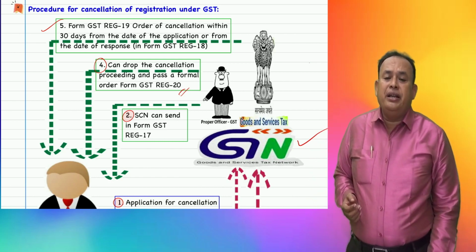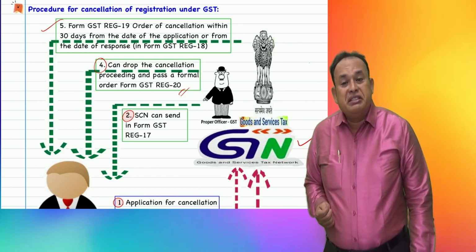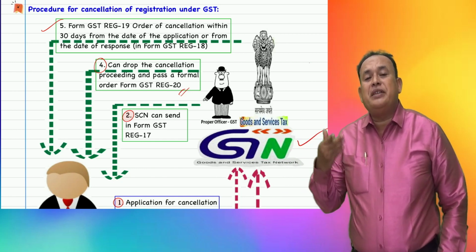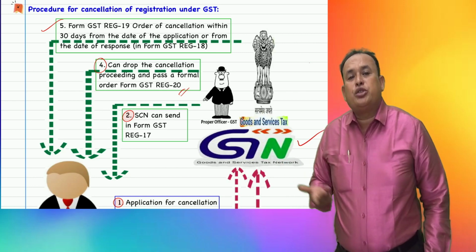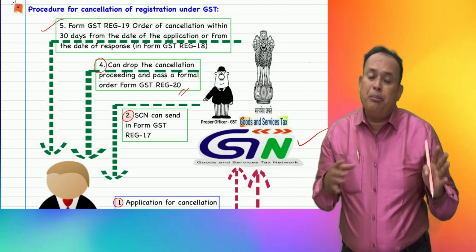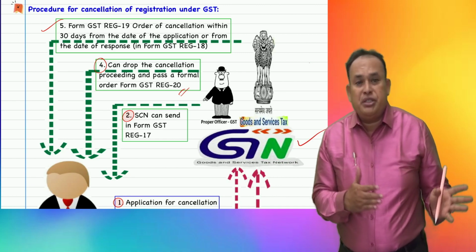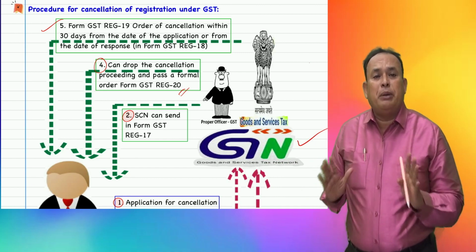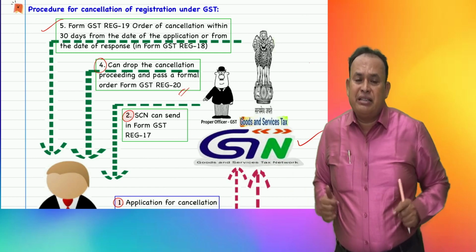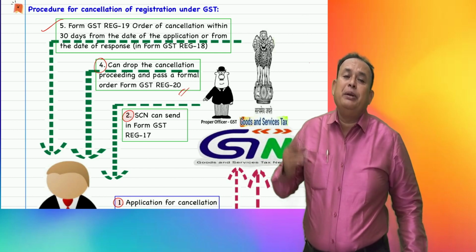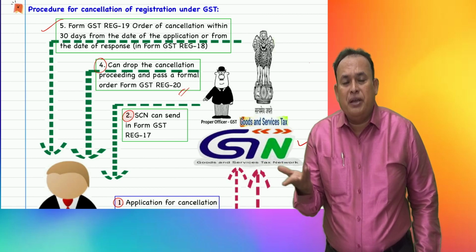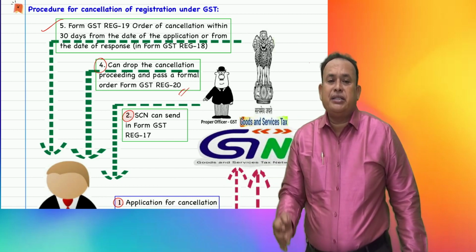Form GST REG 19, which is the order of cancellation, within 30 days from the date of receipt of the application, or from the date of receipt of the response in the form GST REG 18 to the show cause notice, as the case may be. Within 30 days from that date they may cancel the registration. When the application for deregistration is made by the taxpayer, cancel the registration. Or the department officer issues a notice to show cause why I should not cancel. If the officer is not satisfied with the response made by the taxpayer, then proceed to cancel the registration within 30 days from the date of receipt of the application, or from the date of the response to the show cause notice, as the case may be. Within 30 days from that date, cancel the registration certificate.